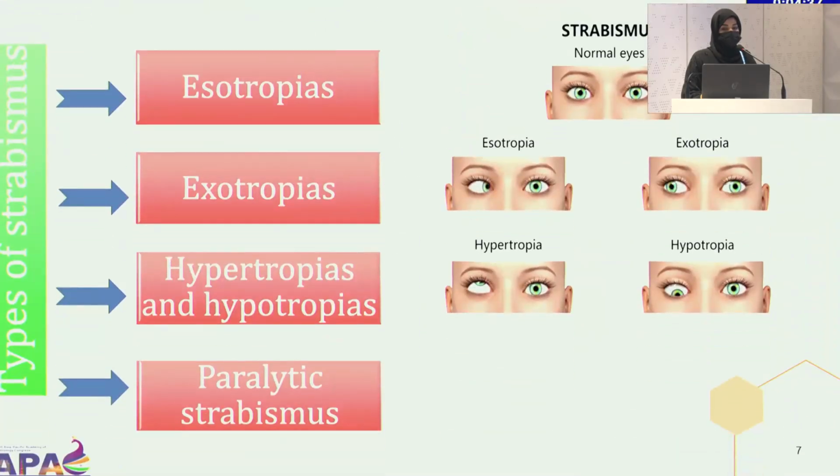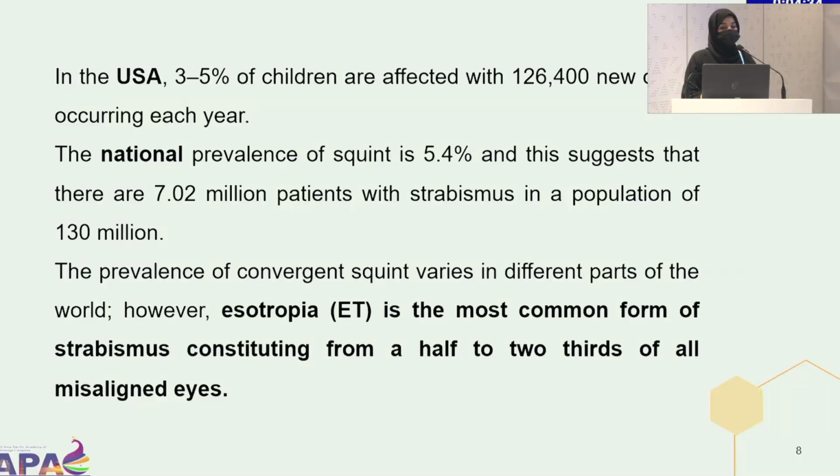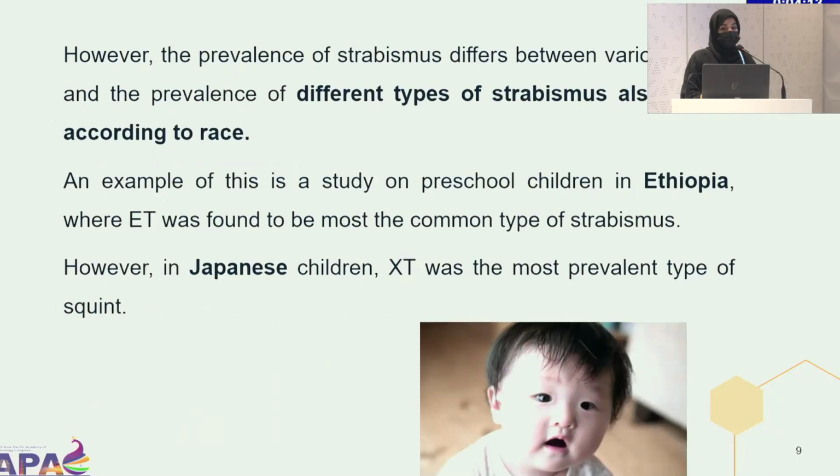These are the types of strabismus. In the USA, 3 to 5% of children are affected, and the national prevalence of squint is 5.4%. That means there are 7.202 million patients over 130 million. The prevalence of convergent squint varies in different parts of the world. Esotropia is the most common. And different types of strabismus also vary according to race. An example is a study on preschool children in Ethiopia, where esotropia was found to be the most common, while in Japanese children, exotropia is the most prevalent type of squint.